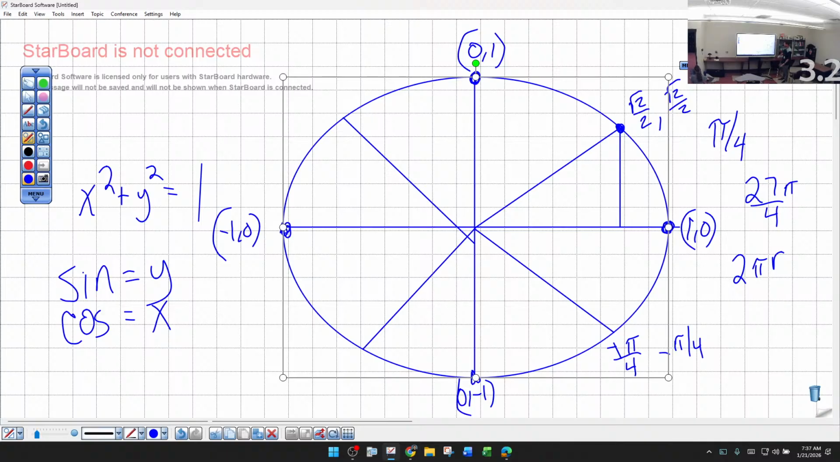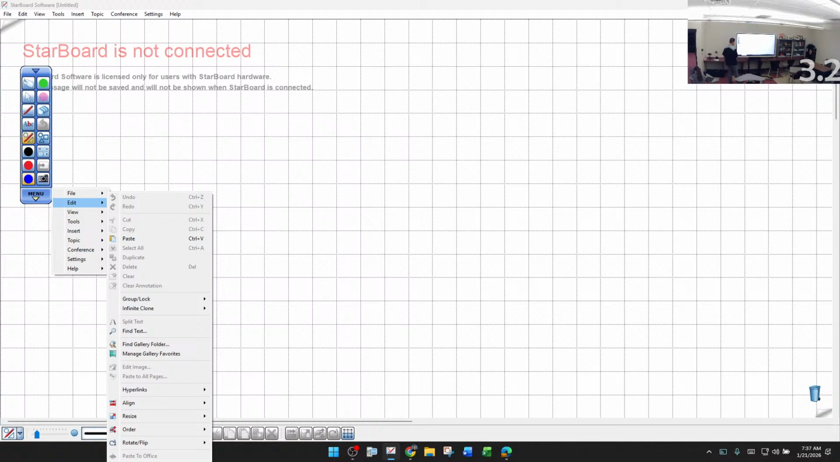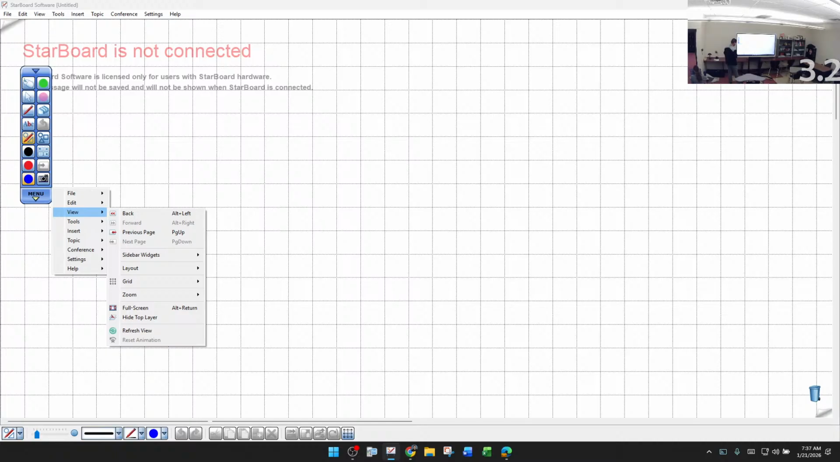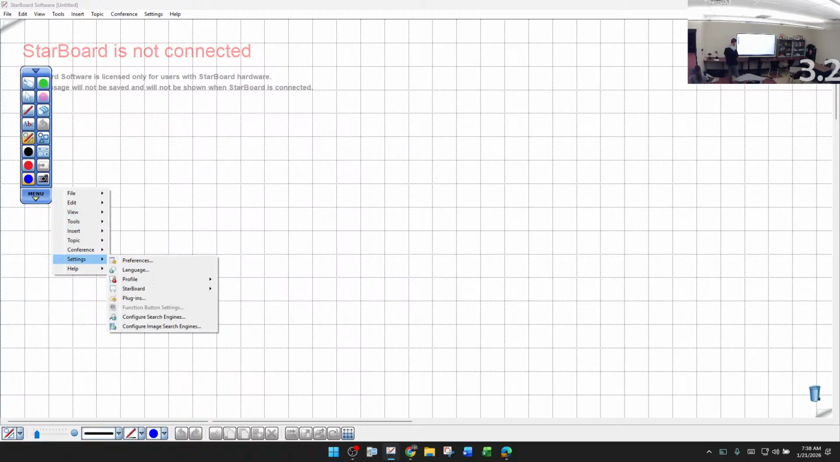Are you going to change pages? It's been a while since I've used this program. Yeah, there it goes. I don't know why it's dotted. Edit. Pages. Nope. View. Grid. Nope. Layout. Nope. Where's that at? Tools. Nope. Settings. I don't know. Topic. Nope. Insert. Nope. Tools.